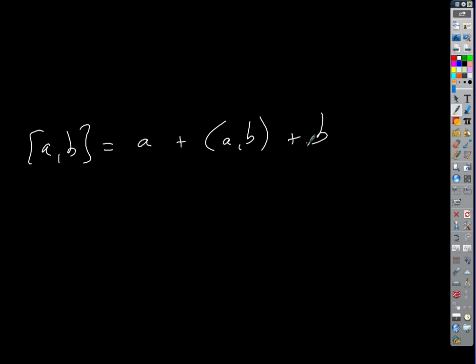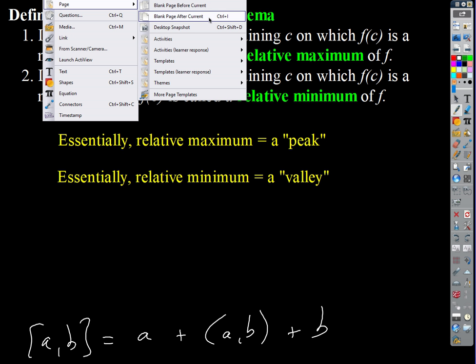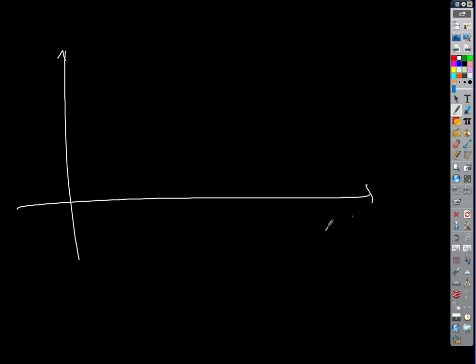Makes sense, right? Okay, so if there's an open interval containing C on which f of C is a maximum, then we say f of C is called a relative maximum. That's simple. So what's that mean? If I've got a complicated looking function, I'm just going to add a picture here. It has lots of stuff going on. And we're just going to look on the open interval from A to B.